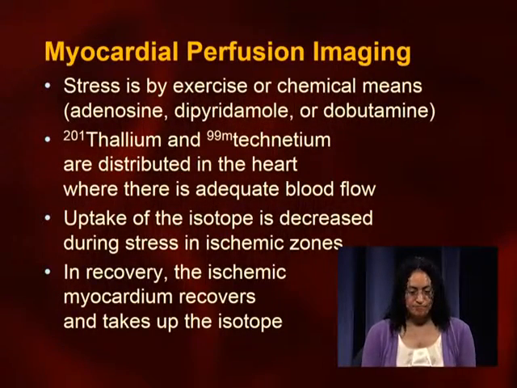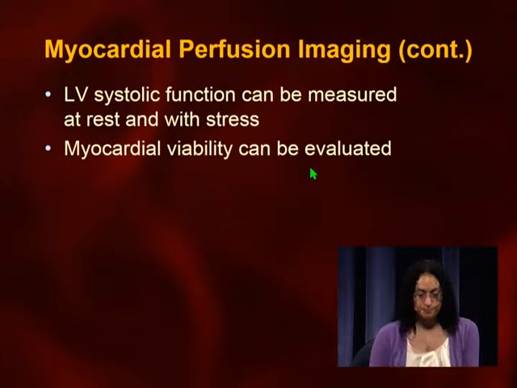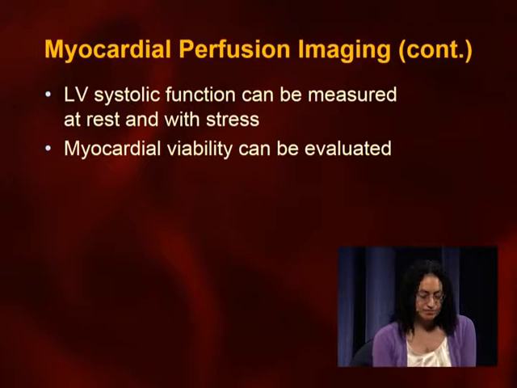And then with myocardial perfusion imaging, the tracers that are typically used are thallium or more commonly 99m technetium, and they distribute in the heart where there is adequate blood flow. So uptake is decreased during stress in the ischemic zones, and you can see that on the nuclear images. You can also measure LV systolic function. You get an ejection fraction at rest and with stress with myocardial perfusion imaging, and you can evaluate myocardial viability, especially with PET scan.